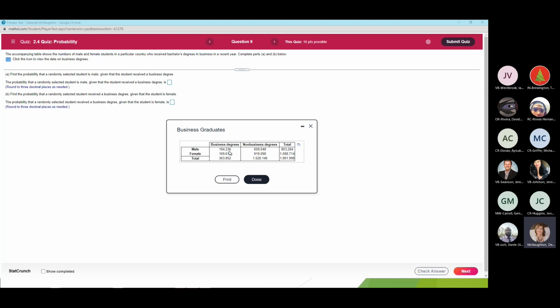And actually, there are two ways to do it. So this is the probability that I'm male and not a business degree. If I take this number and divide by the total, that's male and not a business degree. So this is the total number of males. So to get the probability someone's male, you take this number divided by the total. This number divided by the total gives me the probability you're female. This number divided by the total gives me the probability I'm female and have a business degree. And the probability that I have a business degree is this number divided by the total. So there are two ways that we can do it.